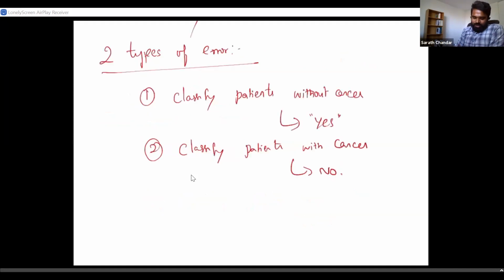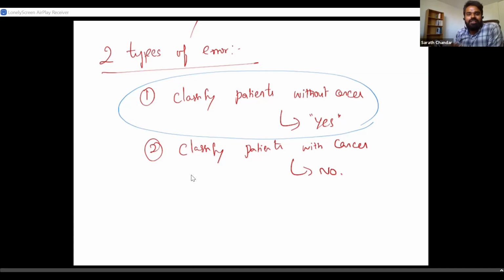The second one is more dangerous than the first one because sometimes it is actually okay to classify someone who does not have cancer as yes. In the first type of error, the patient might actually go do a couple more tests, and then better tests would tell that the patient does not have cancer.